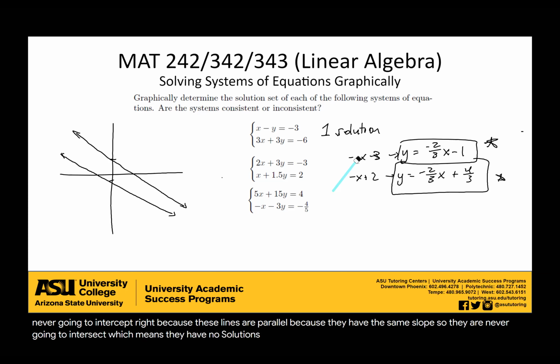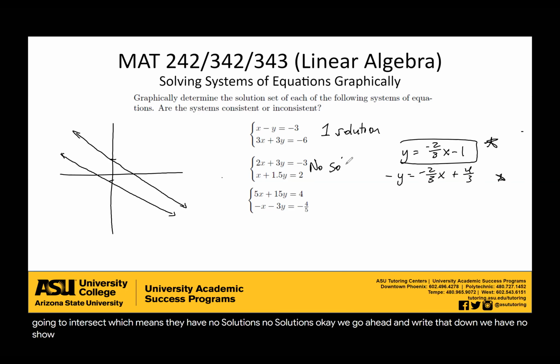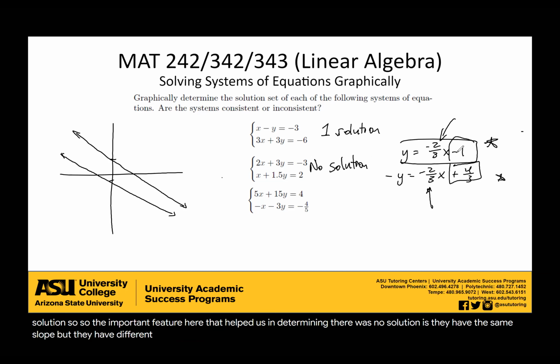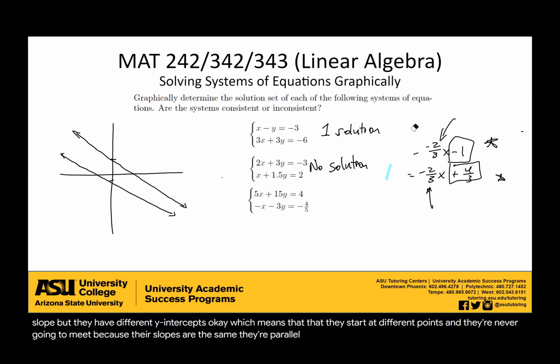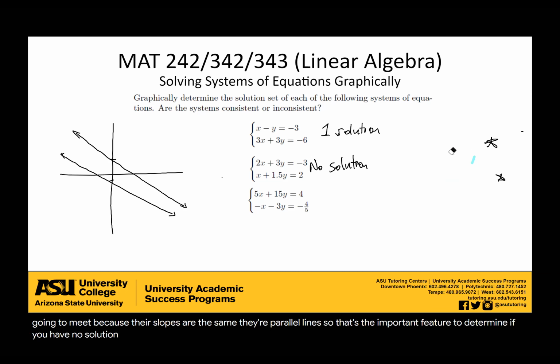No solutions, okay? Let me go ahead and write that down. We have no solution. So the important feature here that helped us in determining there was no solution is they have the same slope, but they have different y-intercepts, okay? Which means that they start at different points and they're never going to meet because their slopes are the same. They're parallel lines, okay? So that's the important feature to determine if you have no solution: if the slopes are the same, but the y-intercepts are different.